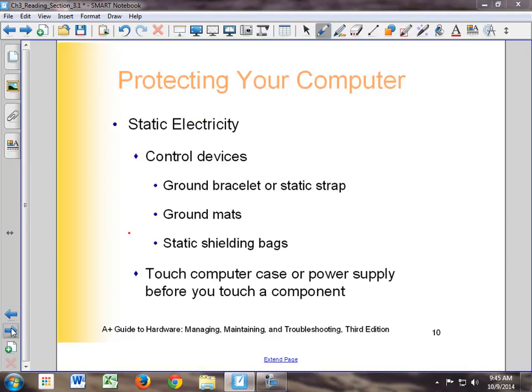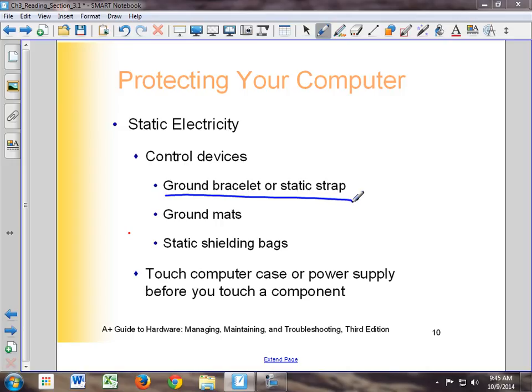So we do some things to protect ourselves from ruining components with static electricity. One of the things we can do is use a grounding bracelet. I can show you a picture of that, but it's just a bracelet that goes around your wrist, and it's got a little alligator clip that you clip onto a metal part of your PC. That's one way you can protect yourself from static electric shock when working on components.